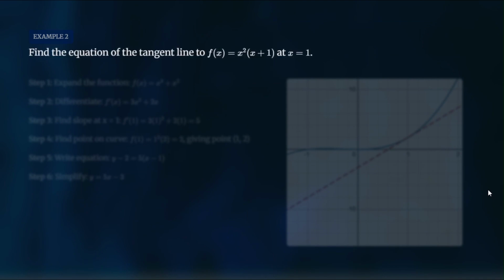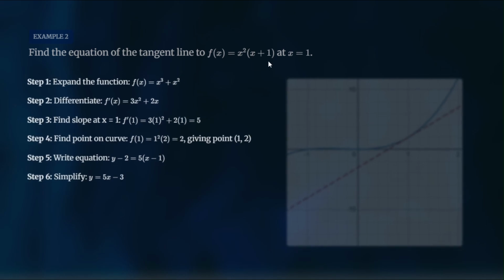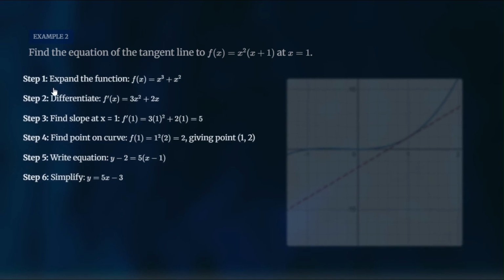In this next example, we'll find the equation of the tangent line to f of x equals x squared times (x plus 1) at the point x equals 1. We can use the product rule to find the derivative, or we can expand the function. In this case, let's expand the function. f of x is equal to x cubed plus x squared. Then we can find the derivative. f prime of x will be equal to 3x squared plus 2x.